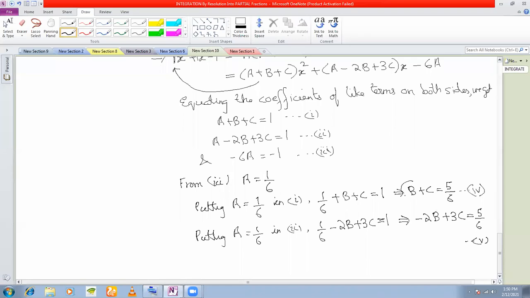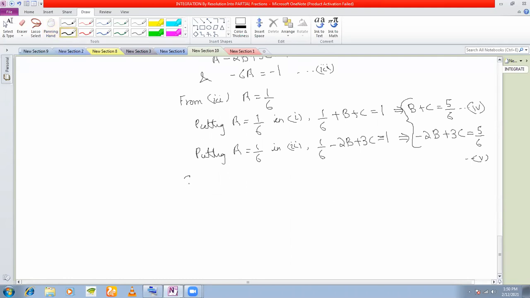Now these two are again simultaneous equations, isn't it? So solving 4 and 5, how do we solve these two? By elimination method. Multiply equation number 4 by 2 and multiply this by 1. So what do you get? 2b plus 2c is equal to 5 by 3, and here you have minus 2b plus 3c is equal to 5 by 6.